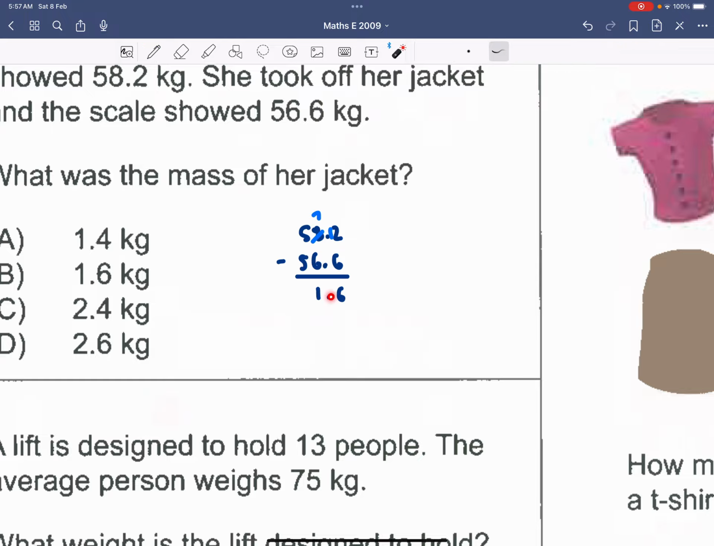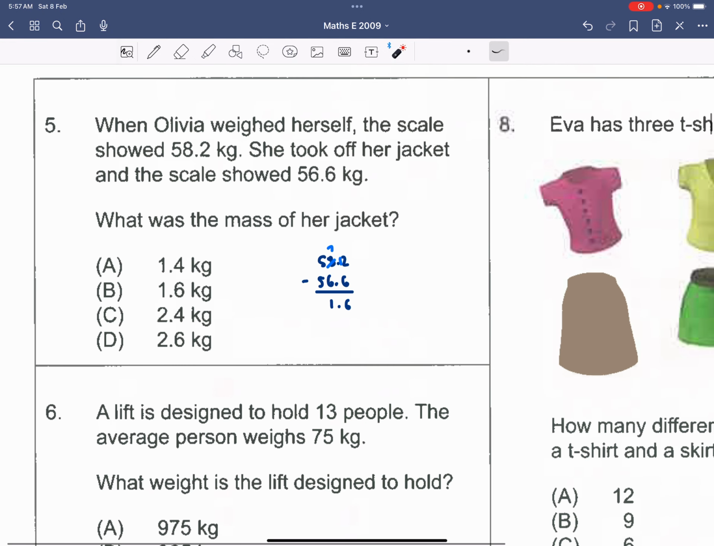Notice I carry the decimal point. All the decimal points line up. And then that's it. 5 take 5, 0. So the jacket weighs 1.6 kilos. So that's B.